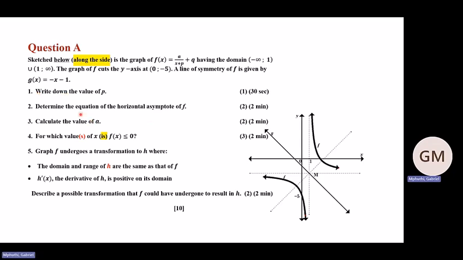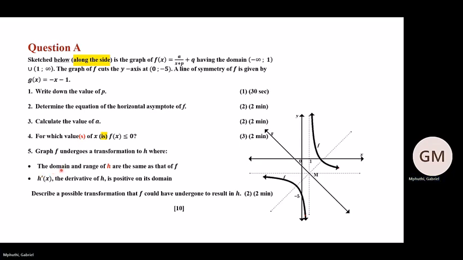Now the questions are: write down the value of p, and this is worth 1 mark, so I have 30 seconds there. Determine the equation of the horizontal asymptote of f. Calculate the value of a, our parameter here. And for which value or values of x is our function negative, or less than or equal to 0.